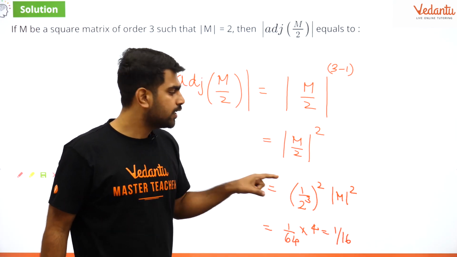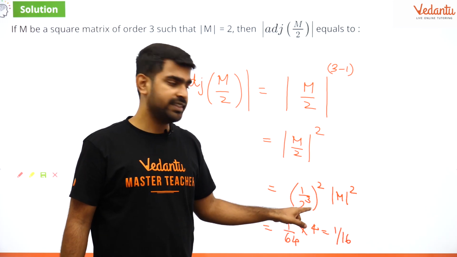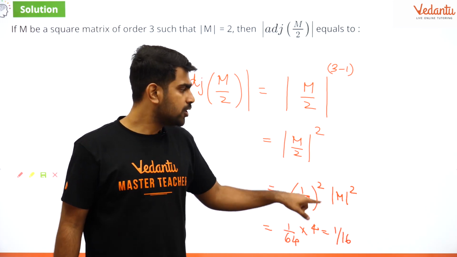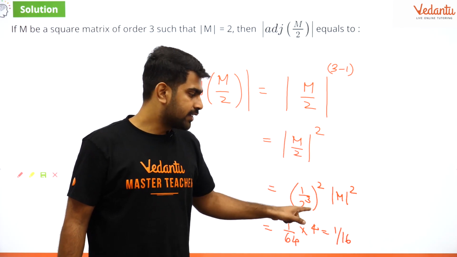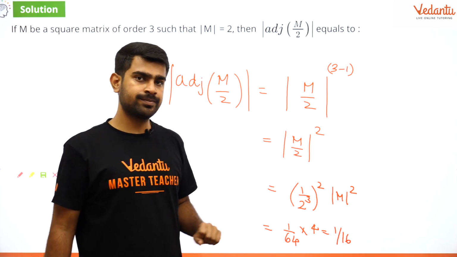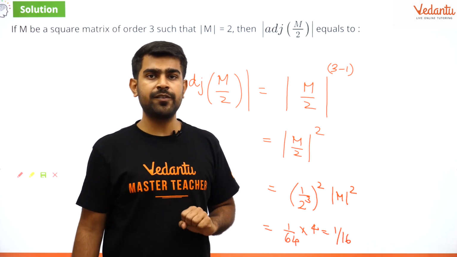Now you can ask me, sir, why is 1 by 2 raised to the power 3 again raised to the power 2? Because guys, outside you have a square, right? That I didn't account for still. That is why I have written the square over there. Okay. Now I guess it is clear to everyone.